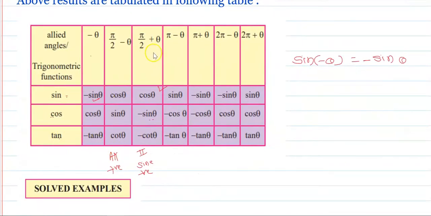Again, for tan of pi by 2 plus theta the function changes, tan becomes cot. It is in the second quadrant. Tan is negative in the second quadrant and hence tan of pi by 2 plus theta is equal to minus cot theta. And what about the next?